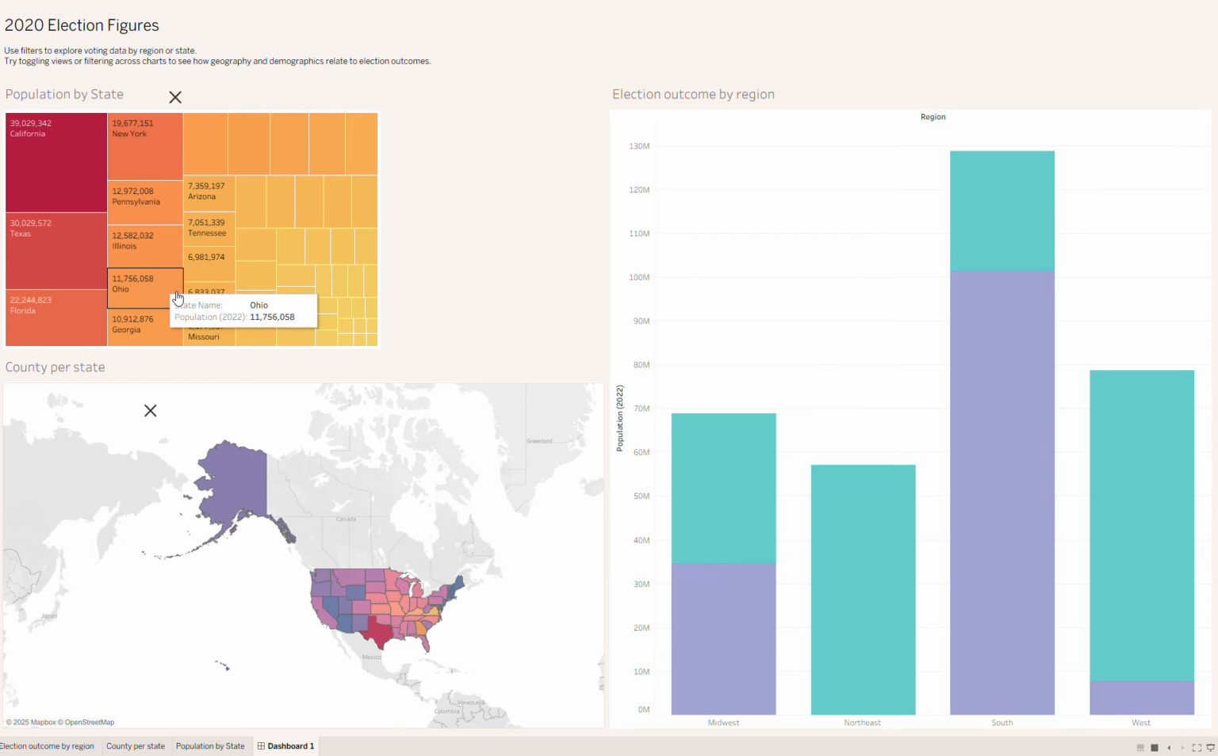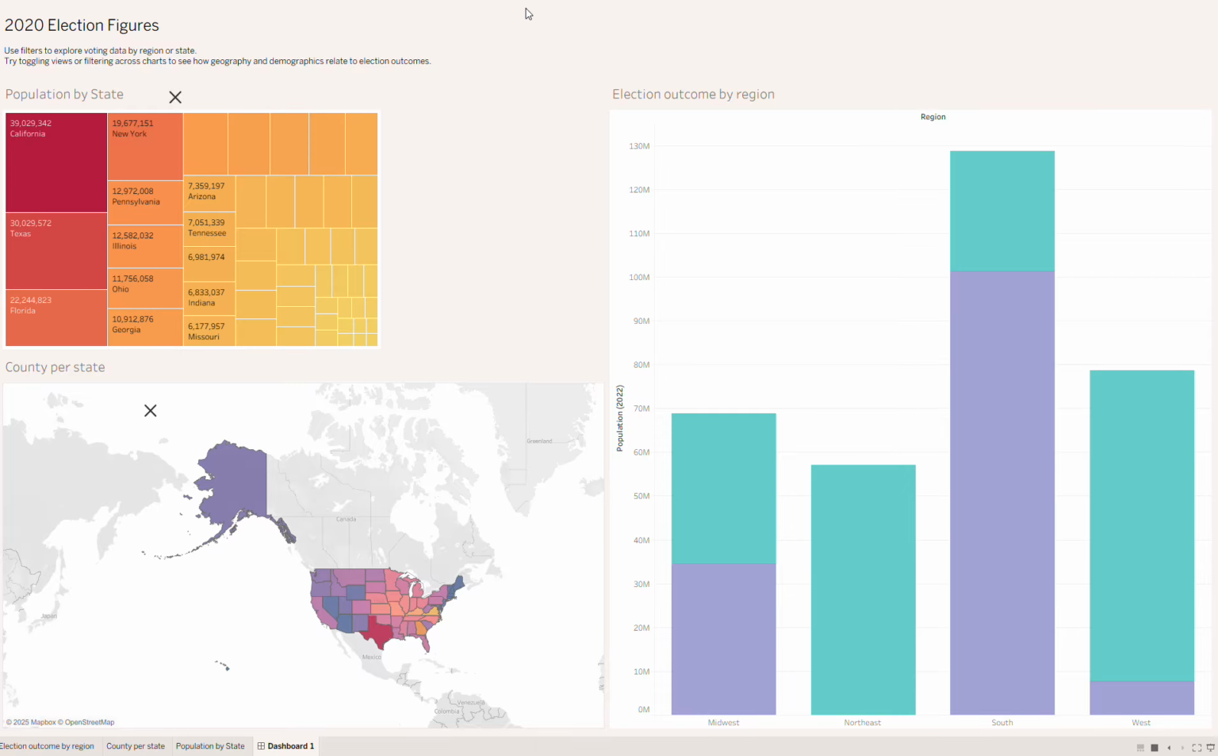The third chart we have here is a tree map. This displays population by state as of 2022. Larger blocks represent more populous states, the ones on the left here, like California, New York, Texas, Georgia. This is crucial because population size directly impacts electoral votes and campaign focus. It also provides context for interpreting the vote counts in the first chart.